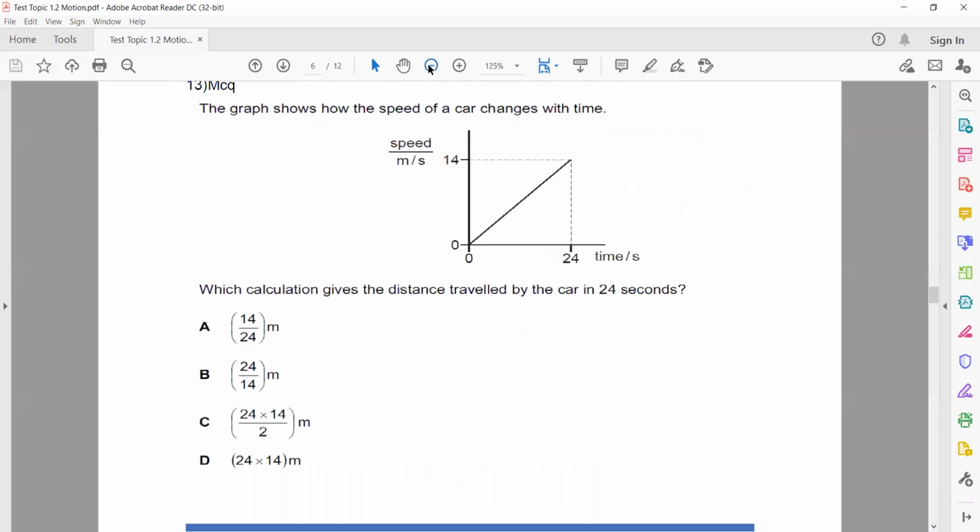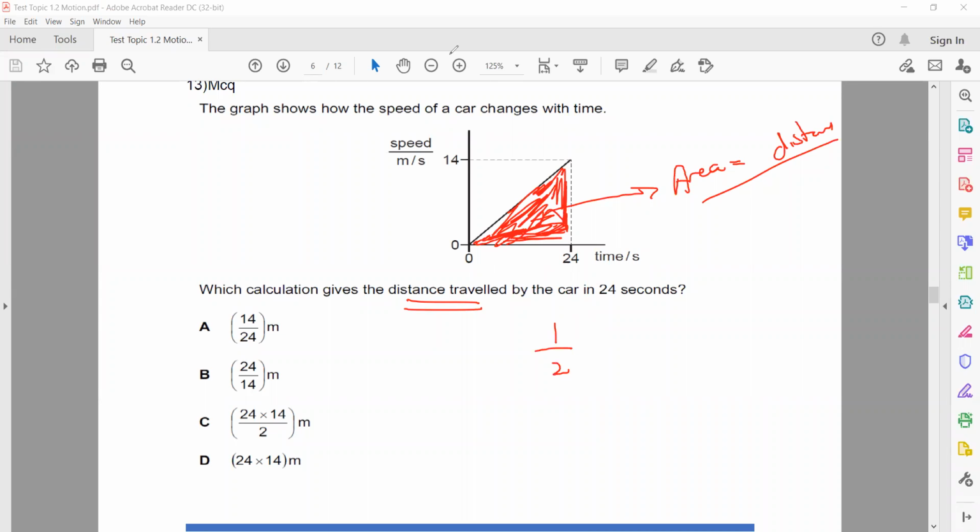In question 13, the graph shows how the speed of a car changes. Which calculation gives the distance? So distance from a speed time graph, the area under the graph will give us the distance. So what area is there under the graph? What is the shape of this? It is making a triangle. So you have to use the area of the triangle, which is half. What about the base? The base of the triangle starts from 0 and ends at 24. So it will be 24.